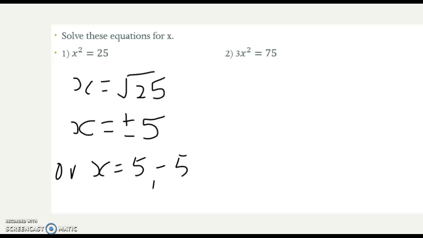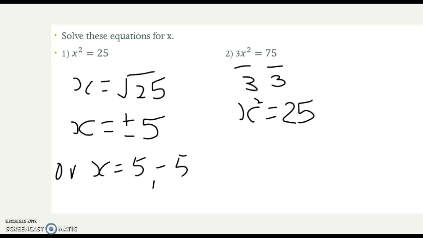Let's have a look at the next one. We've got 3x squared equals 75. Don't forget we're trying to undo the steps and get x by itself. So the first thing I want to do is get rid of that 3. There's a times sign, so we're going to do the opposite of times and divide both sides by 3. Those 3's cancel out on the left hand side, and we get left with x squared. On this side we've got 75 divided by 3, that gives us 25.